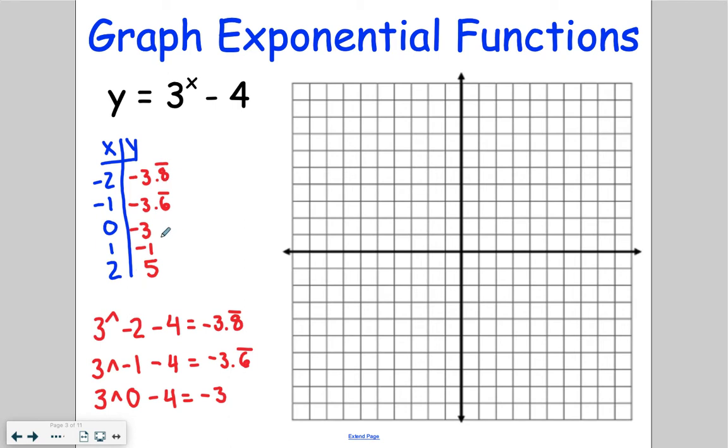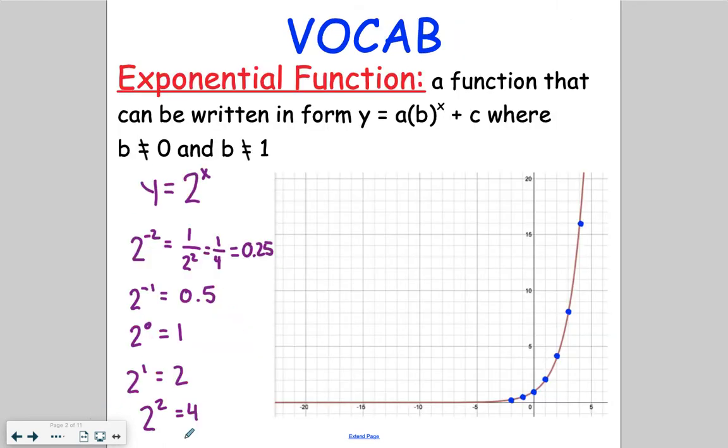Looking at the points I have here, I do not need to renumber my graph. So I'm going to go ahead and say at -2, we've got -3.8. So that's going to be right down there. Then we've got -1, -3.6, right about in the middle. Then we've got 0, -3, 1, -1, and 2, +5.